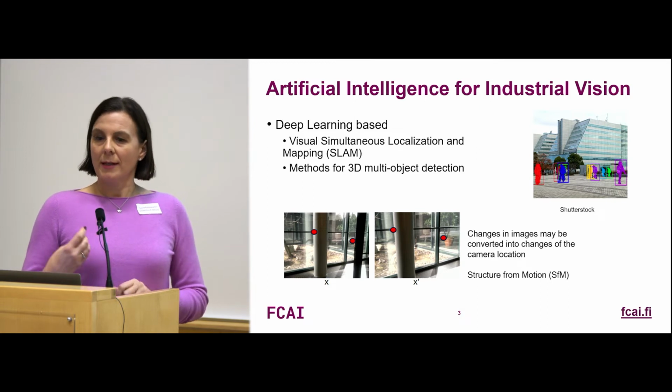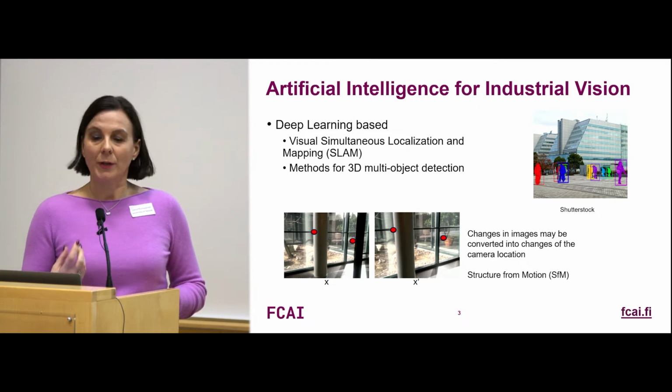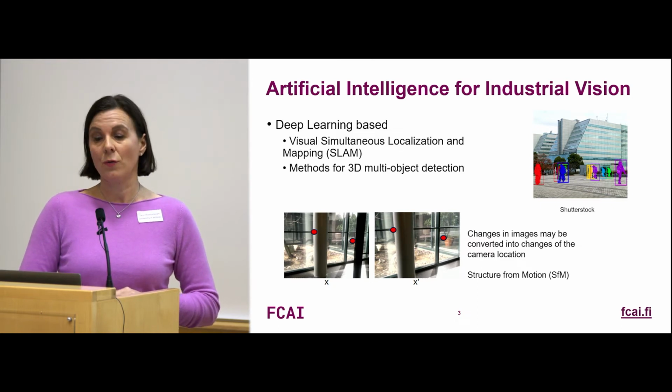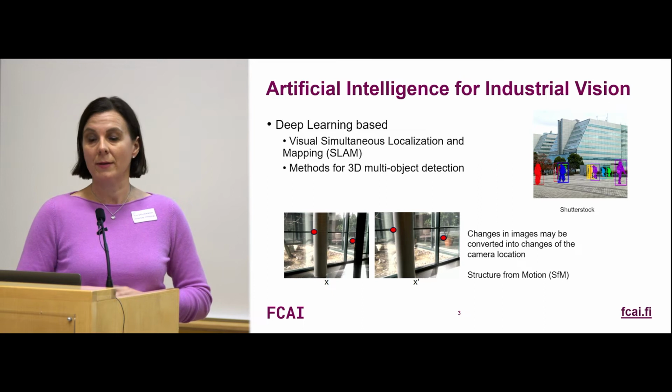So for understanding the location of the camera from the images only, we usually use methods called visual simultaneous localization and mapping, so SLAM.